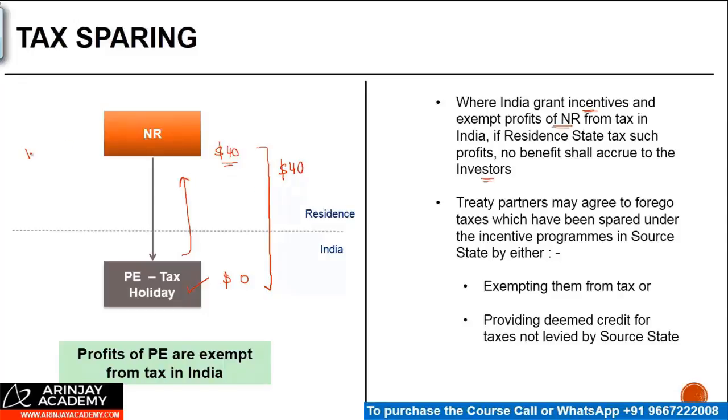Now, when you talk about the investor, for him, it doesn't matter whether India applies a tax rate of 30 and the non-resident's country applies a tax of 10 and he pays a total of $40 as taxes, or if India puts in $0 of taxes and the non-resident's country applies 40, because in both the cases he has to pay $40 as taxes. So he would not have any incentive to invest into India.